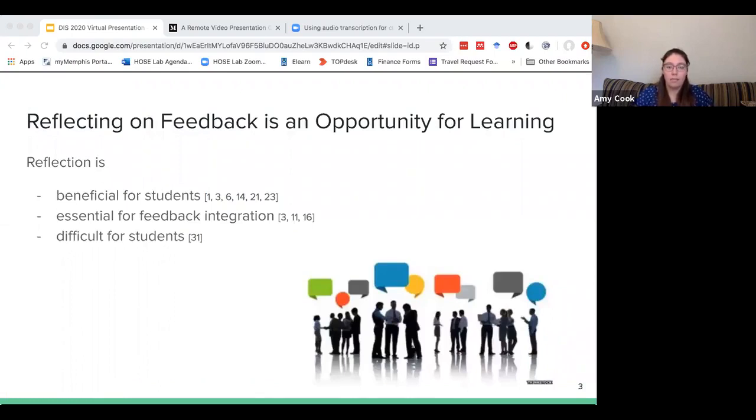We recognize that reflection is necessary for feedback to be a learning opportunity. If students ignore the feedback or blindly do what others tell them, they're not learning. But reflection is difficult for students, especially in a peer feedback situation when students get a lot more comments of varying quality on their work.